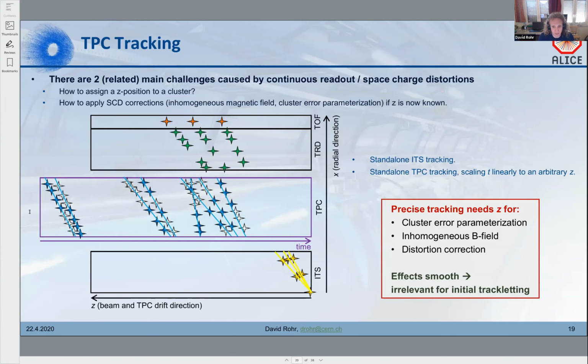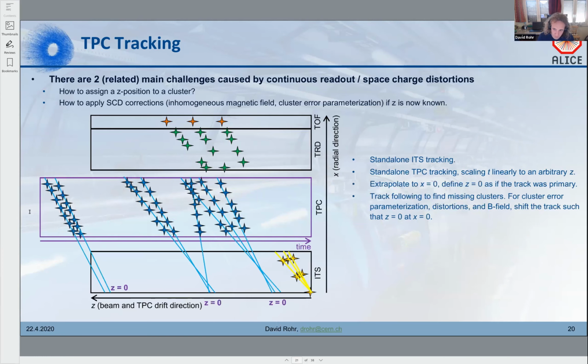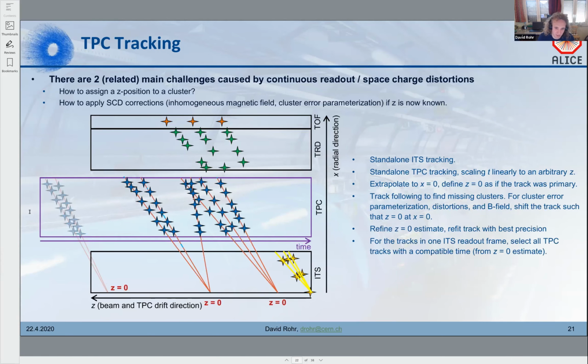And we do this by doing individual standalone tracking in TPC and ITS. In TPC, we just assume that we scale everything linearly from time to Z. And we assume there are no distortions because we can't correct for them anyway. But because these distortions and the other effects are smooth, the track following will still work. The idea is then that we can extrapolate the track seeds that we find to the beamline. And we just assume the track is primary. If we assume the track is primary, we can assume it comes from Z more or less equals 0. This gives us an idea of what is the Z position of the cluster. And then we can apply all the corrections for this approximate Z position.